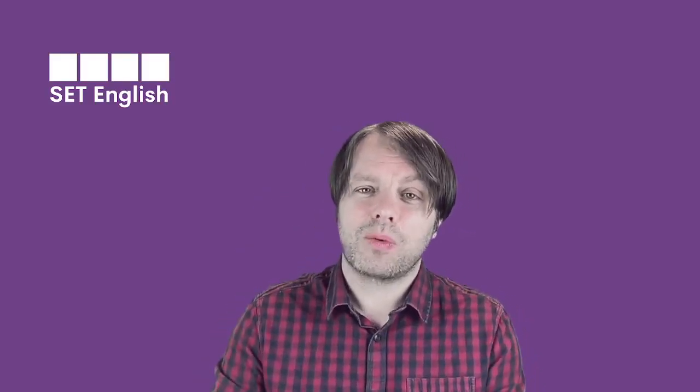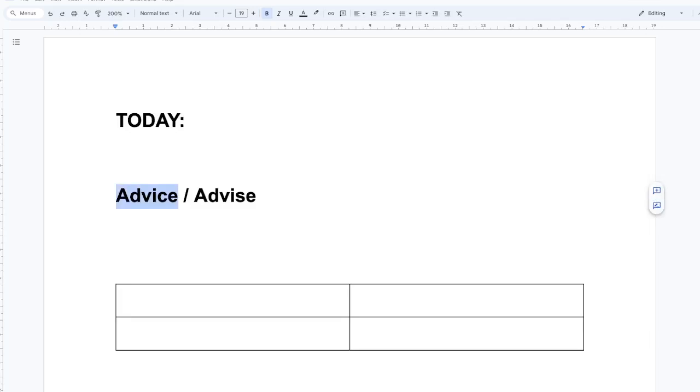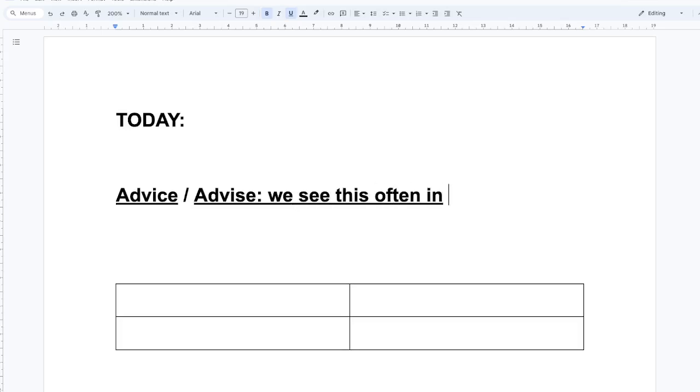And today in this class, what I want to do is just get started really quickly and talk about one very important verb, which is, of course, you can see this here, advise. Okay, so let me just make this a bit bigger. I want to talk about advice and advise. This verb and noun is something that we see often in OET, and I want to talk about it today because there's a lot of interesting things we can say about it.